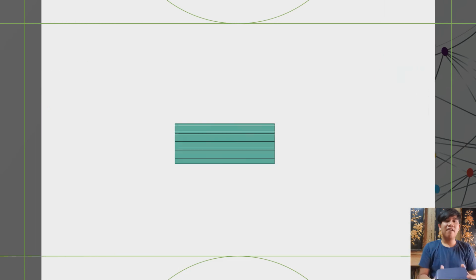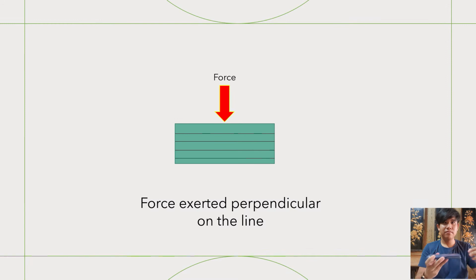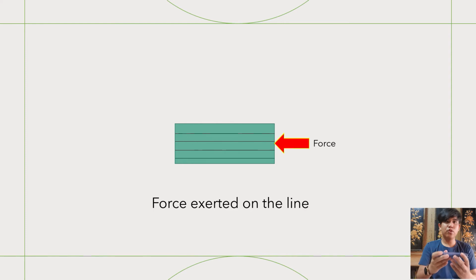Every wood board actually has lines in it. For example, this is the line, and the line is going in this direction. For example, I exert a force perpendicular to the lines, and then I try to exert force like this. There are two types of direction right here: one is force exerted perpendicularly, and the other is force directed along the lines of the board.